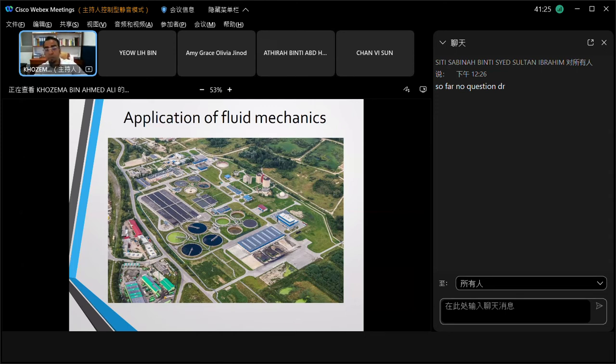So you might not be okay. If I work in a wastewater treatment plant, I will use the fluid mechanics I've learned directly. No, but sometimes you might use it indirectly. For example, let's say you are working in a wastewater treatment plant. Based on the name also, you must know that the function of a treatment plant is to treat the wastewater.